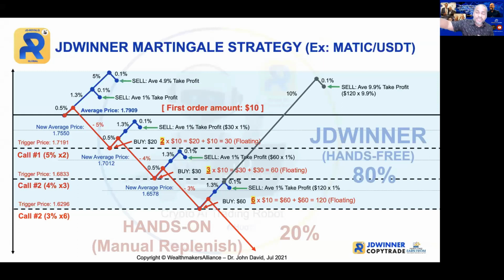So if it goes further down in terms of the percentage, you can use the 20% and you can anytime ambush the enemy and come out of this war zone victoriously. Isn't that amazing? So this is the power of JDWINNER Martingale strategy, all right?